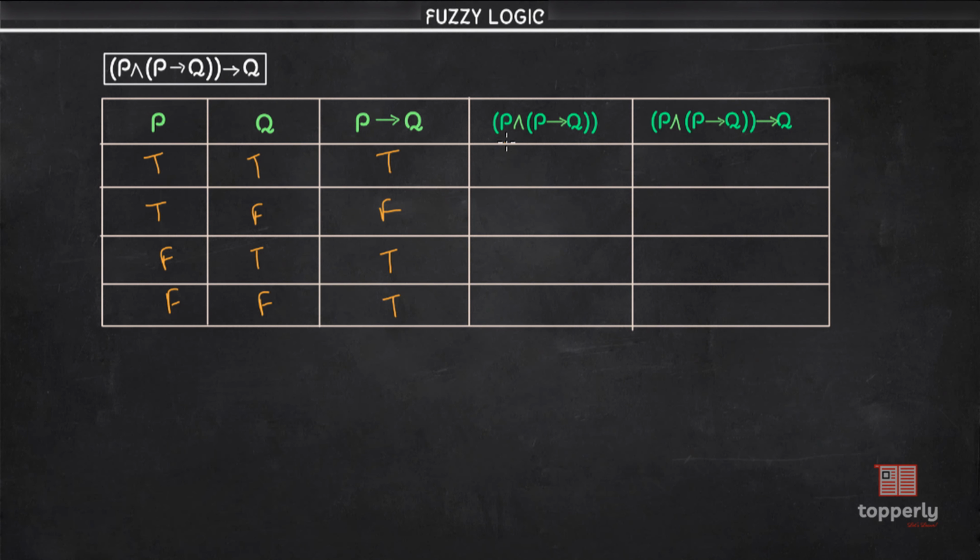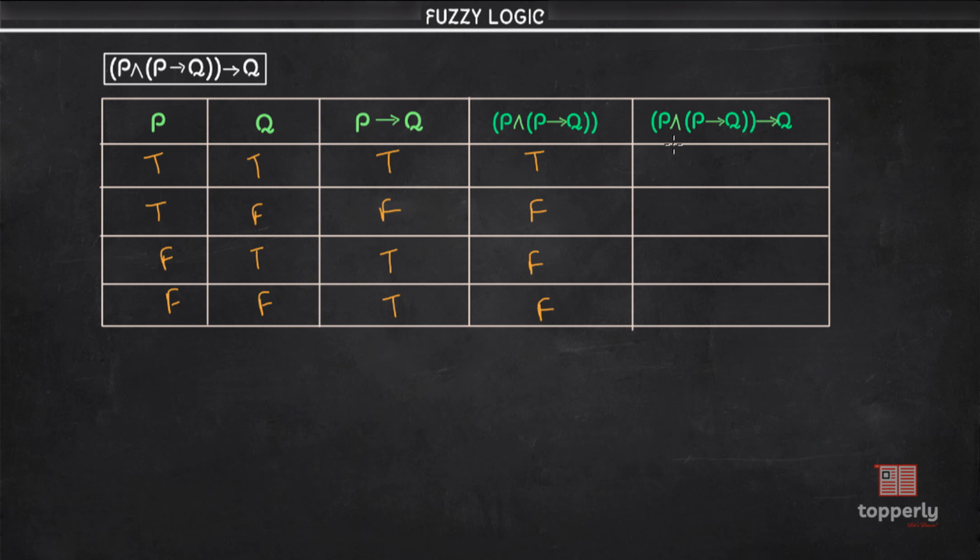Next we have P conjunction P implies Q. That is, we have to consider this column conjunction this column. So as per the truth table for conjunction, if we have P is true and P implies Q as true, then it will be true. And if we have true and false, it will be false. If we have false, true, it will be false. And false, true, it will be false.